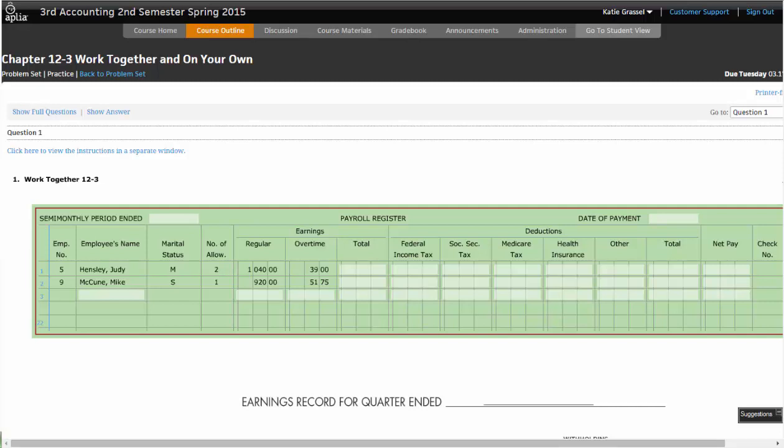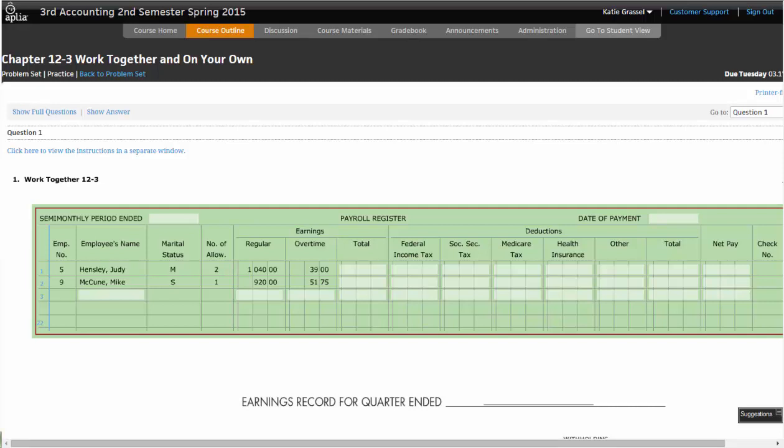The other type of deduction that we learned about on Friday was FICA. FICA is composed of Social Security and Medicare. Social Security and Medicare are going to be taxed based on a percentage. So you're going to take your total earnings and multiply it by your percent for Social Security, which was 6.2%, and your Medicare, which is 1.45%. They will always give you those percentages in the directions as well, so you don't have to remember the percentages.